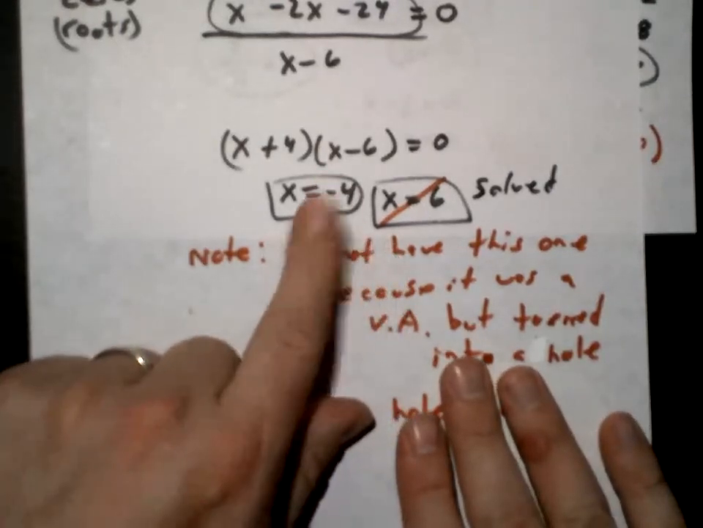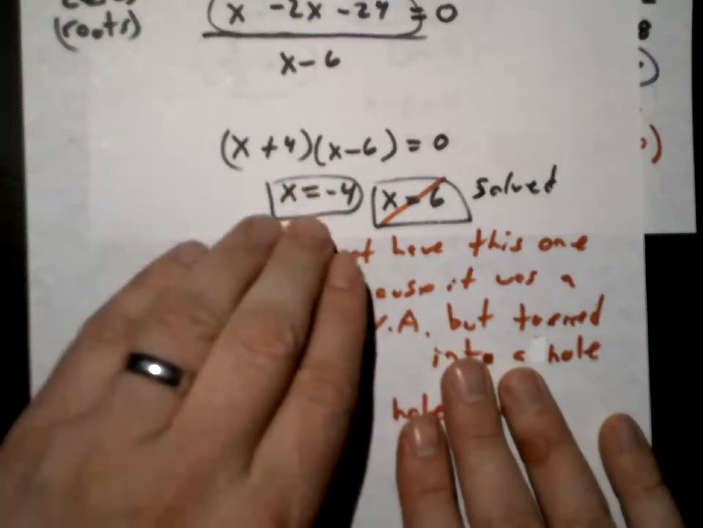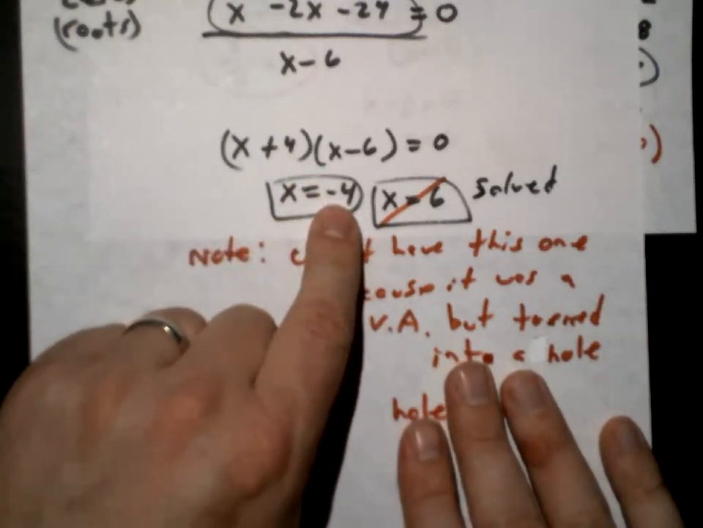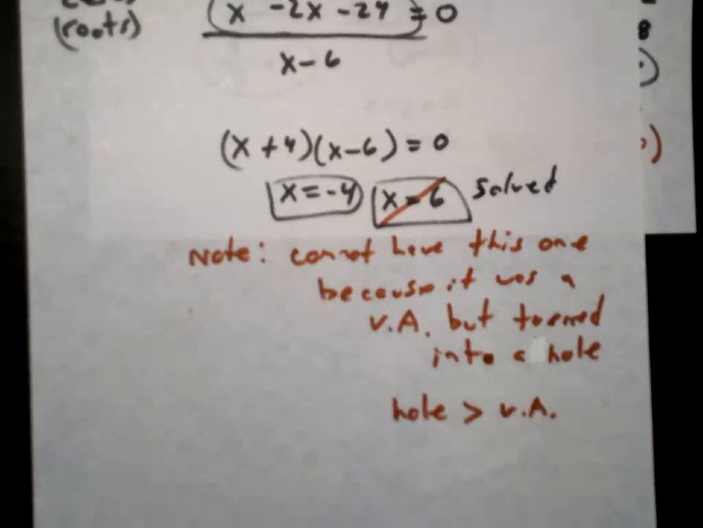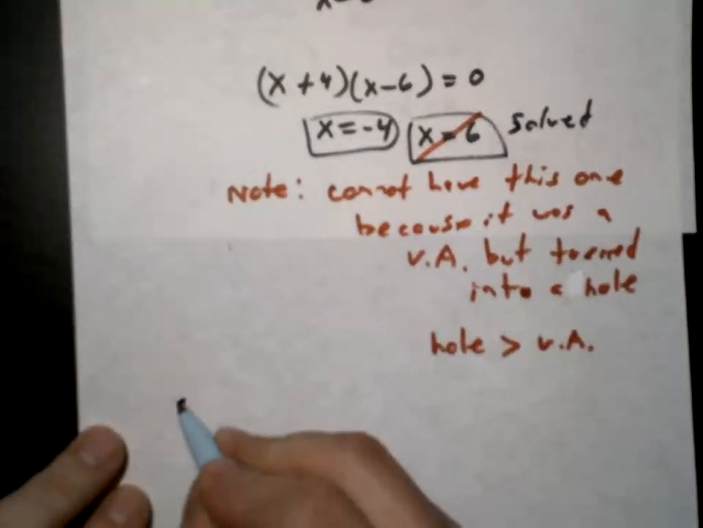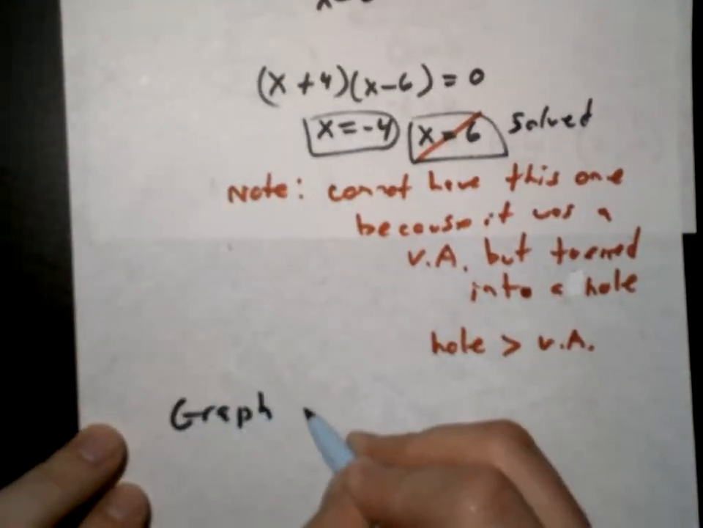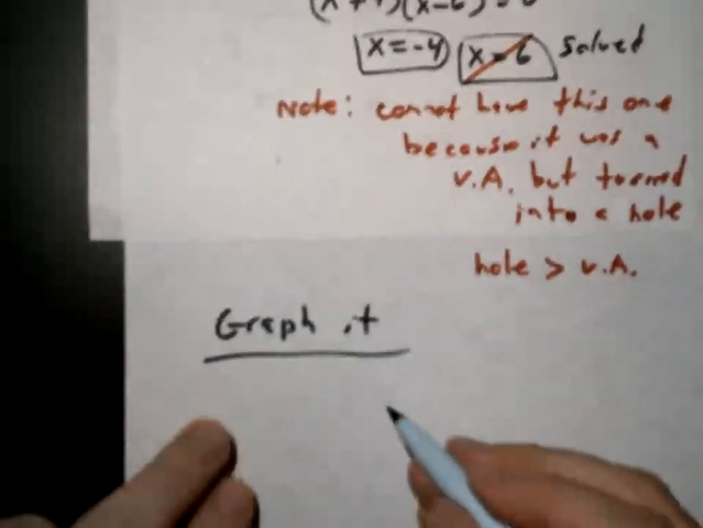So now you only have one zero, which is at -4. So we have all this put together. And what I'm going to do is put it together. I'm going to graph everything I have.